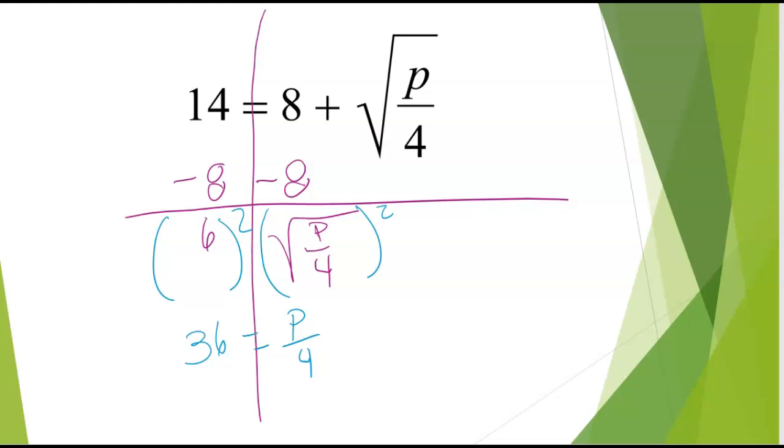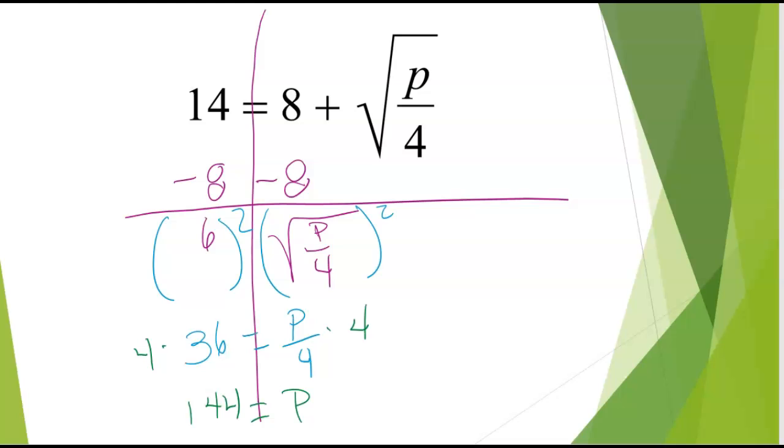What color should we use this time? Oh, how about green? And p equals, oh heck, what's 36 times 4? 144.